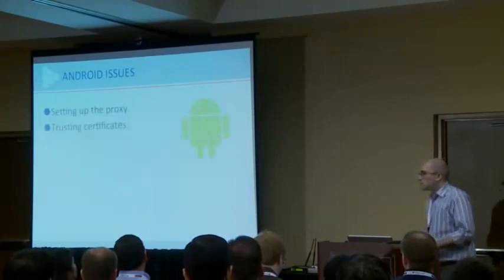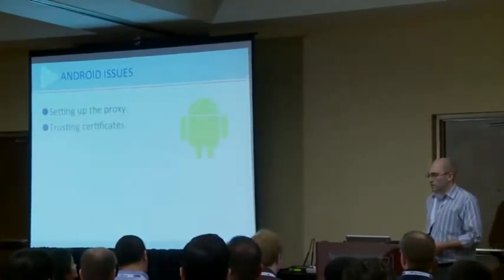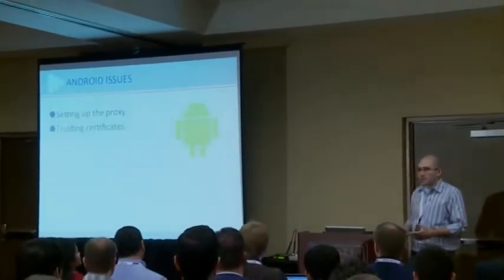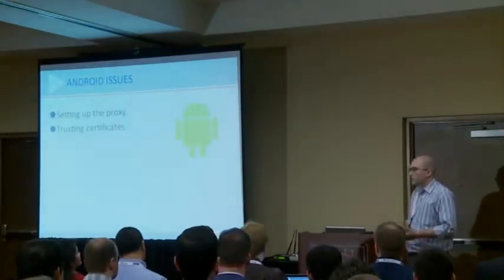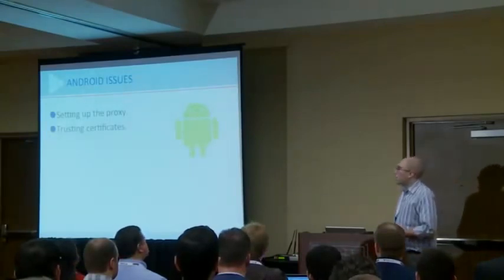So there are two different issues that we run into when we start proxying the mobile apps on Android. First of all is setting up the proxy, actually telling the device or telling the emulator that you want it to use your proxy. And then if the application is using SSL, there are some issues there as well.